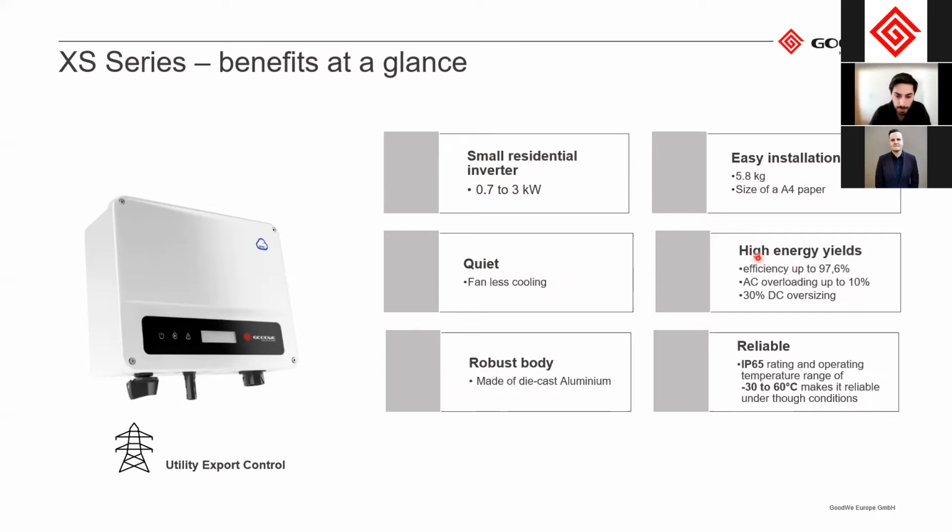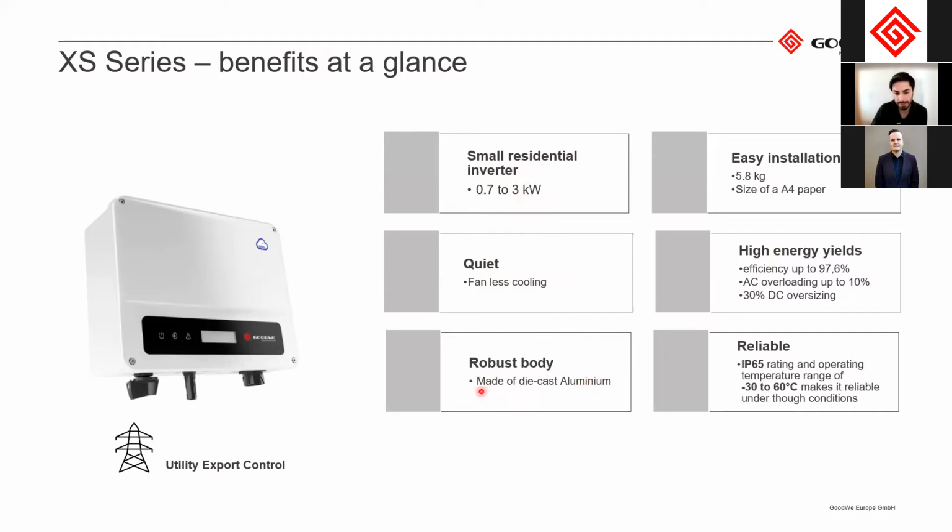But even though it's small, it has a very high efficiency, and all of our inverters can have an AC overloading of up to 10%. This means that the maximum output power is actually 10% higher than the nominal output power. So if you buy the 3 kilowatt inverter, it can actually output 3.3 kilowatt as max.